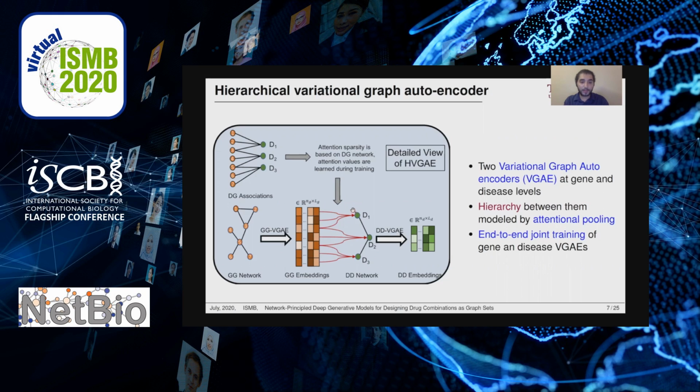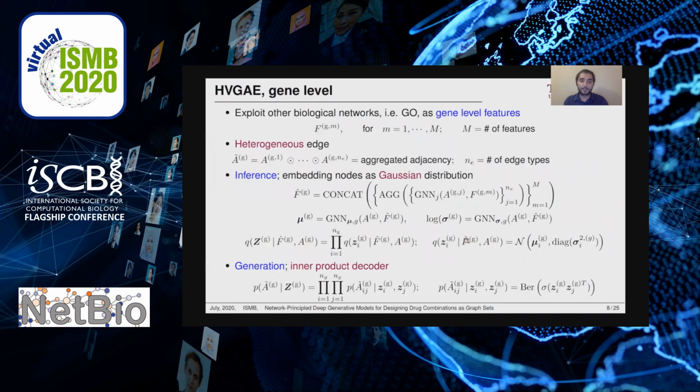Once we know the intermediate features for diseases, based on a variational graph auto-encoder at the second level, we will embed or represent the diseases in the space of R^d. In this slide, I will briefly talk about the mathematics behind HVGAE.